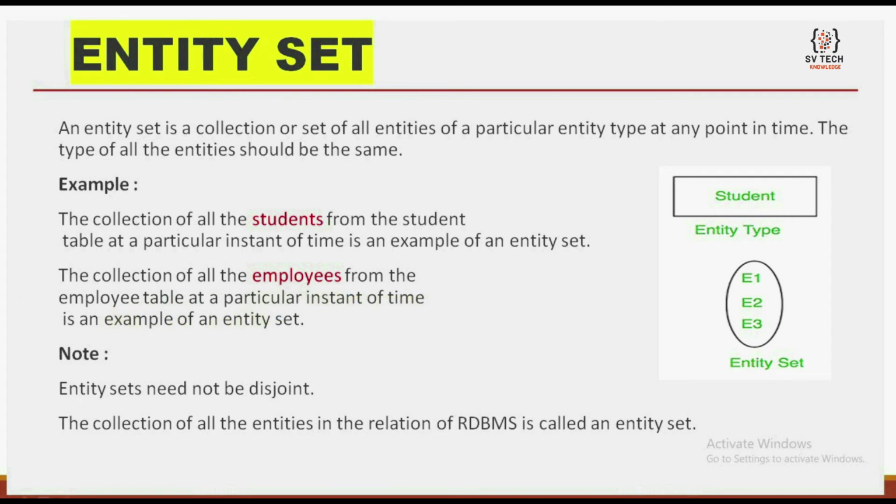Here we can see an example of student, and student is an entity. The number of student entities is entity set: E1, E2, E3. Entity 1, entity 2, entity 3. These are all student entities. Here we have to remember one thing. Entity set need not be disjoint. The collection of all the entities in the relation of RDBMS is called entity set.